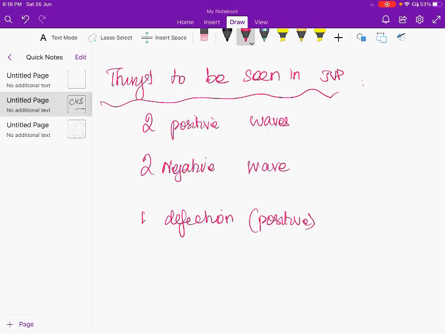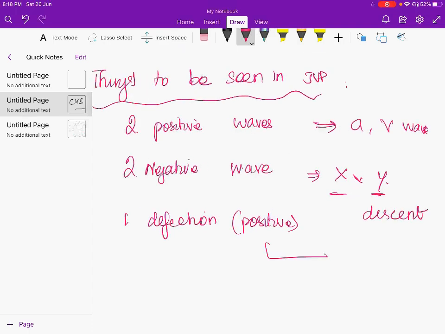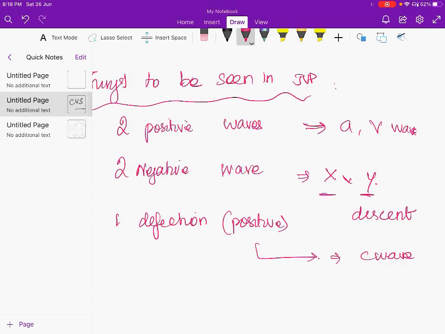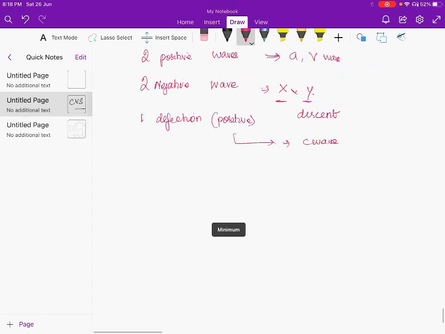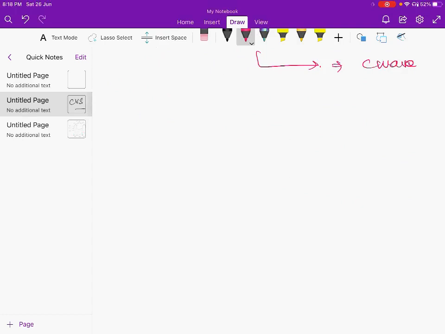Okay. So the positive waves are your A wave and V wave. The negative waves are your X and Y. Since it is a negative wave, we will call it a descent. And your positive deflection is nothing but your C wave. So we have 5 waves in JVP: your A, C, V, and your X and Y descent. Okay. We will see how all these waves are produced. The first thing is your A wave.